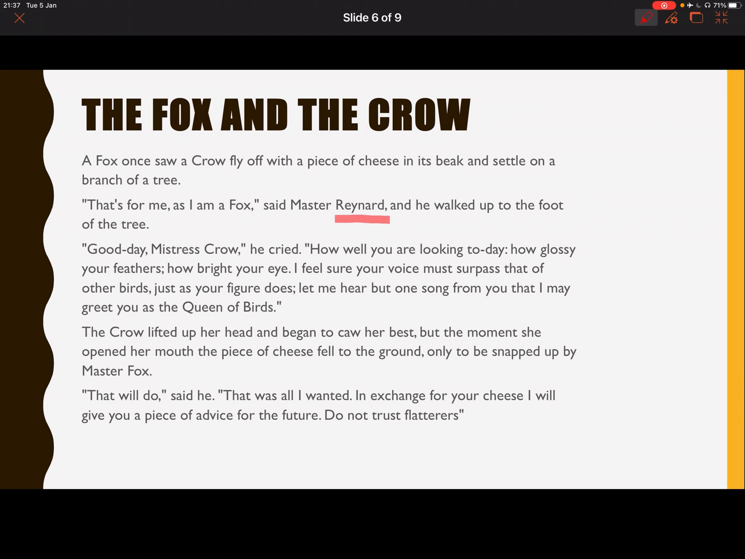So in this story, the fox, who's called Master Reynard, which is just an old word for fox, is a trickster fox character in some other stories, or it just means fox. And Master just means Mister. It's literally what Mister is short for, so it's just saying Mr. Fox.